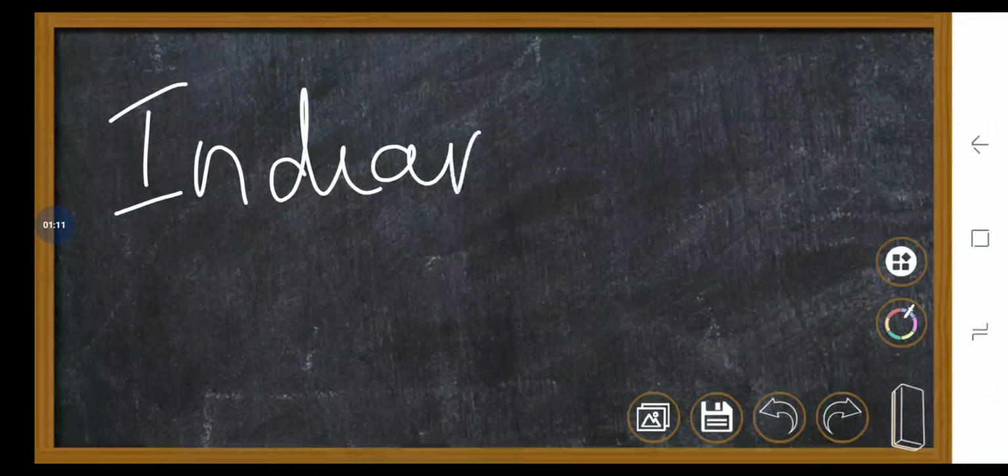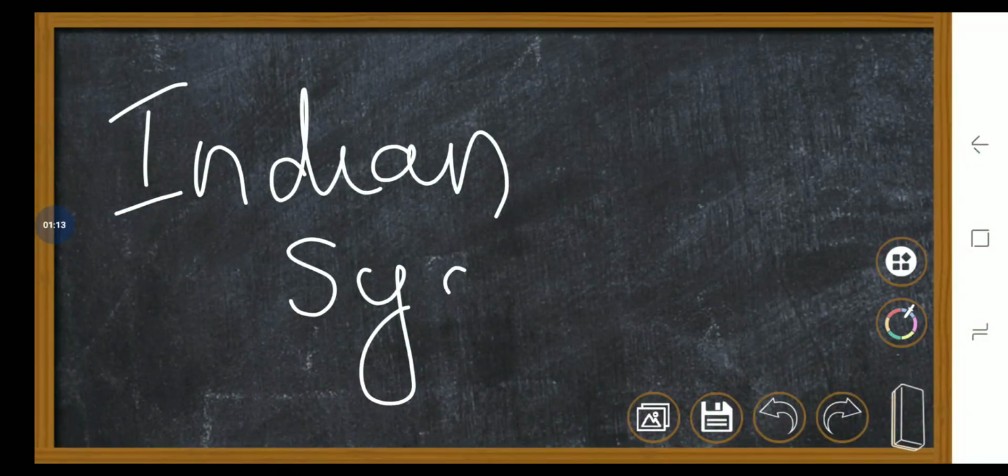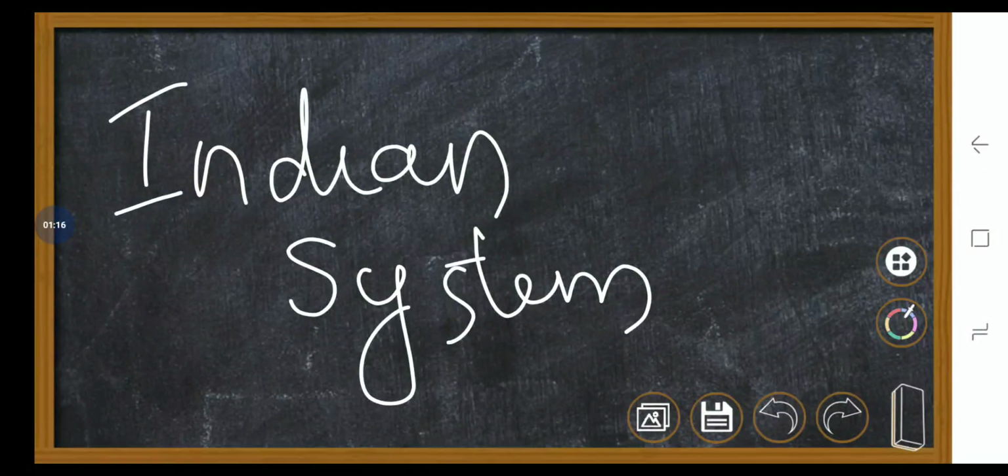There are two systems of reading numbers. The first one is the Indian system, and the second one is the international system. First we learn the Indian system of numeration, how to read numbers using the Indian system of numeration.